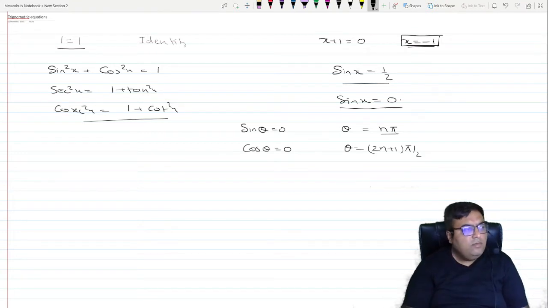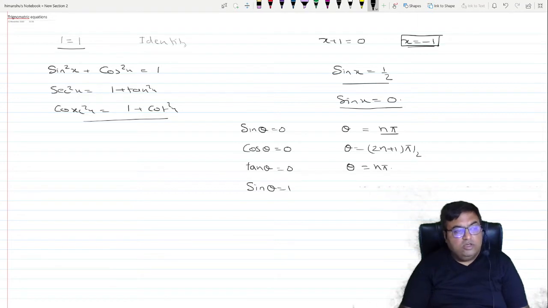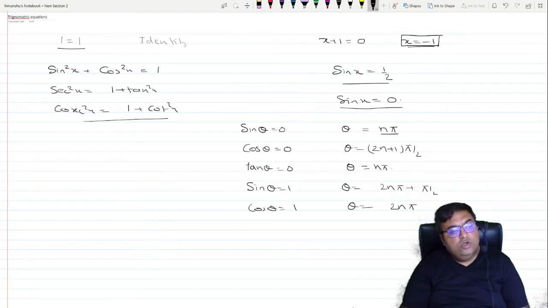The next thing: if I say tan theta equals 0, then tan theta equals 0 whenever sin theta is 0, so theta equals n pi. Similarly, sin theta equals 1 whenever theta equals 2n pi plus pi by 2. Cos theta equals 1 whenever theta is 2n pi. In all of them, n is an integer.